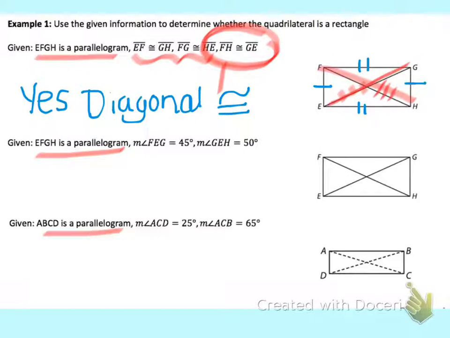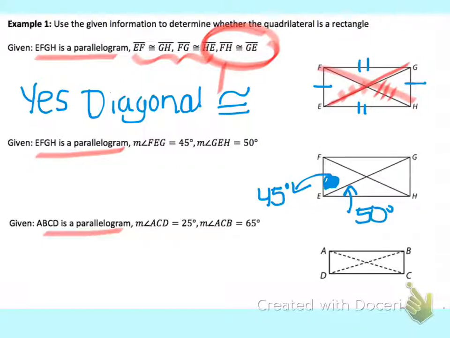All right, so looking at the next one, again, we're always assuming these are parallelograms. We're told they are, but we want to know, are they specialized enough to actually be considered a rectangle? So it says angle FEG. So let's see, FEG, that's this angle right here, is 45 degrees. So I'm going to color this one in right here. That one's 45. And then it says GEH. So GEH is right here on this side, and this is 50 degrees.